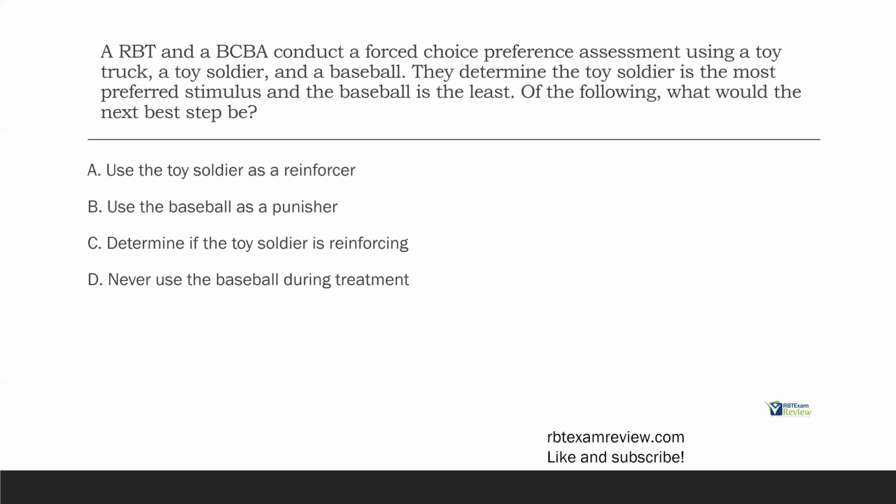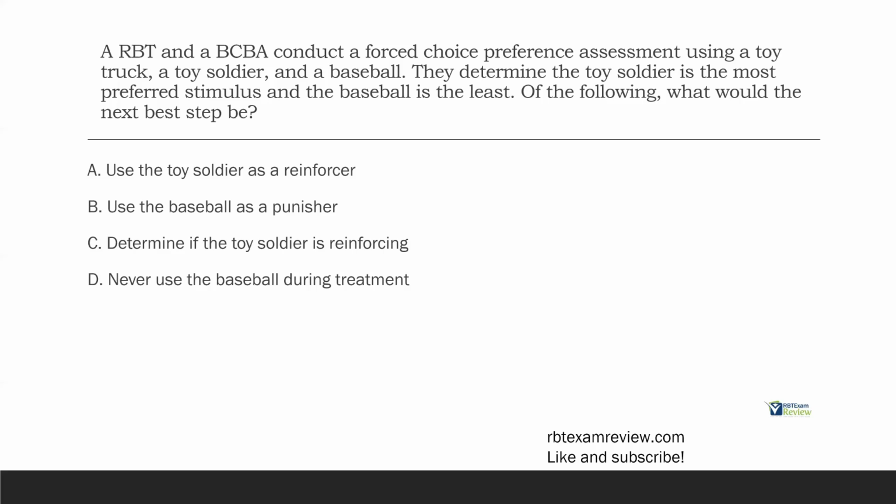Going off those 2 questions, we can now answer this question accurately. So of the following, what should the next best step be? A, use a toy soldier as a reinforcer. Why can't we pick this one? Well, we just said a preference assessment doesn't determine if something is reinforcing or not. Just because the client preferred the toy soldier doesn't mean it's a reinforcer. A is incorrect. We can't just start using it as a reinforcer.